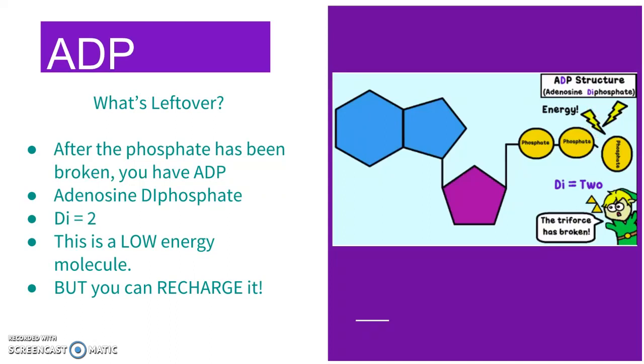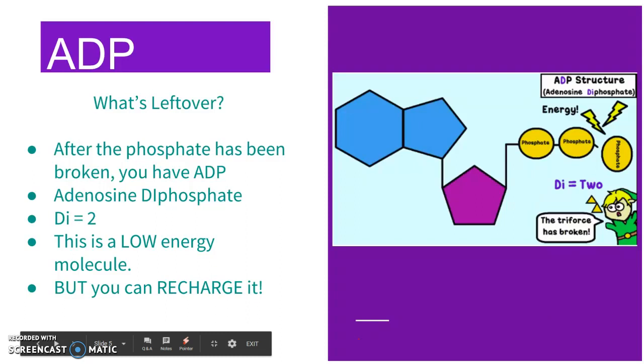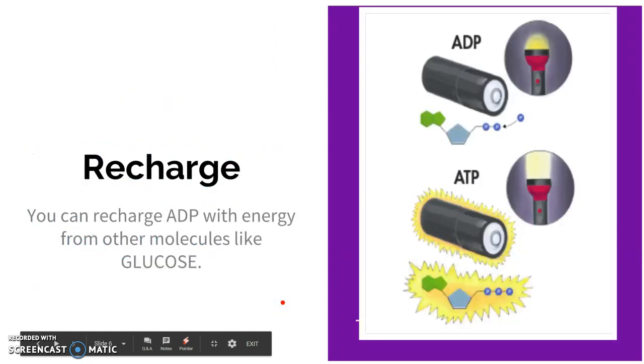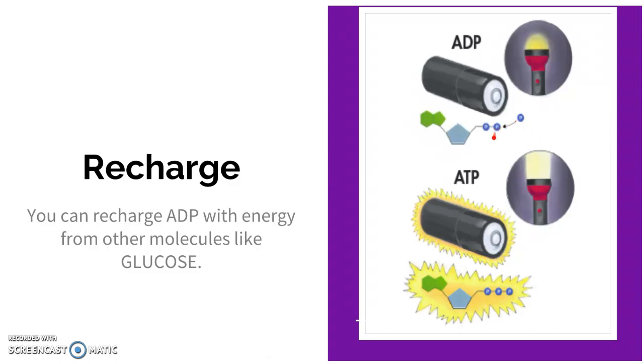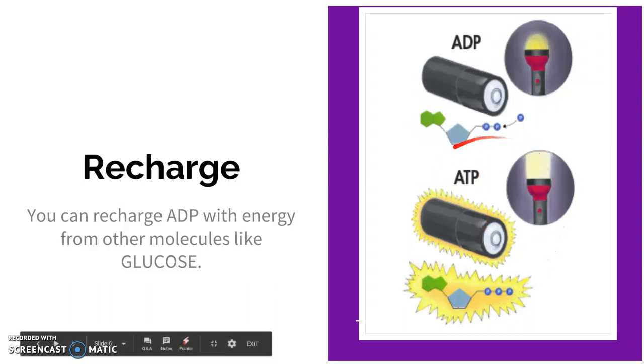Now that we've released the energy, we're basically looking at an empty battery. So imagine your cell phone battery completely uncharged. That's what ADP is. But fortunately, just like your cell phone battery, you can recharge this molecule. So all you need to do is add energy to it. And when you add energy to it, you are adding a phosphate group, and it will turn right back into ATP. Use up the energy, and it'll turn into ADP.